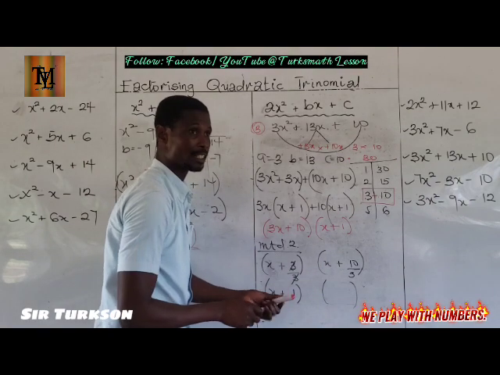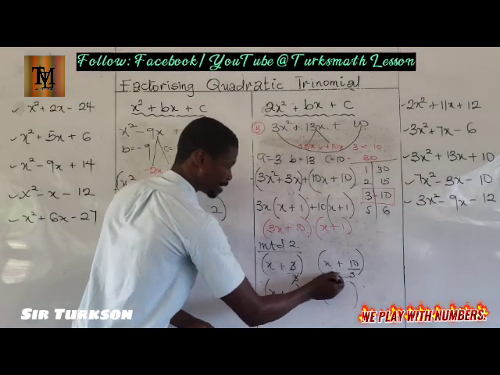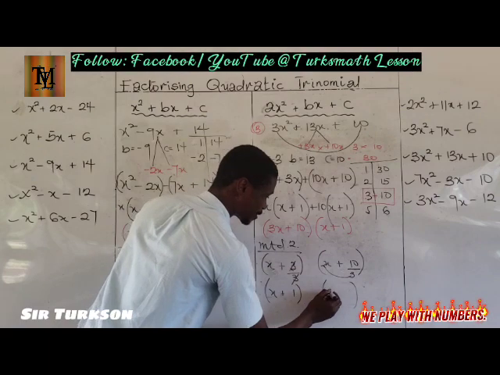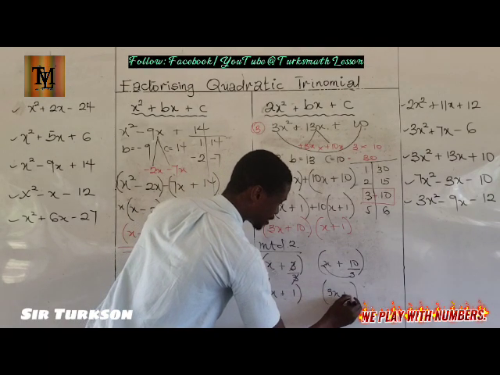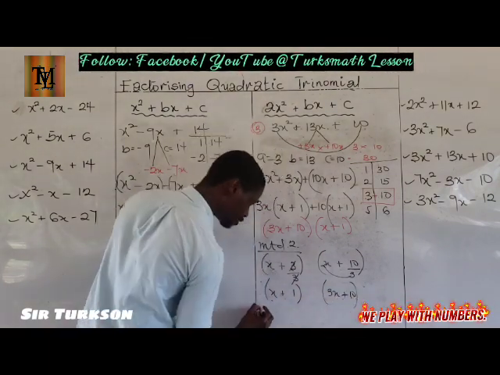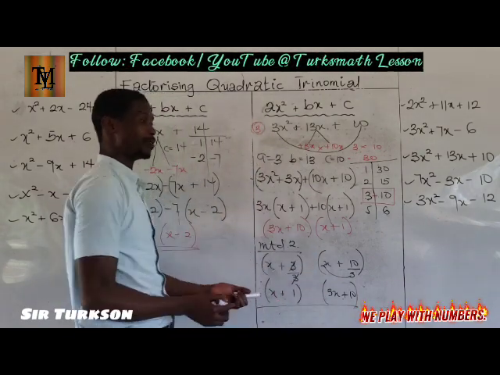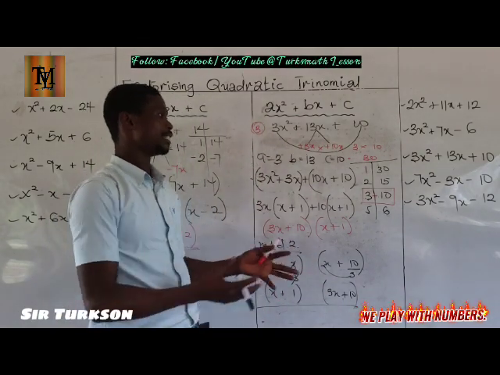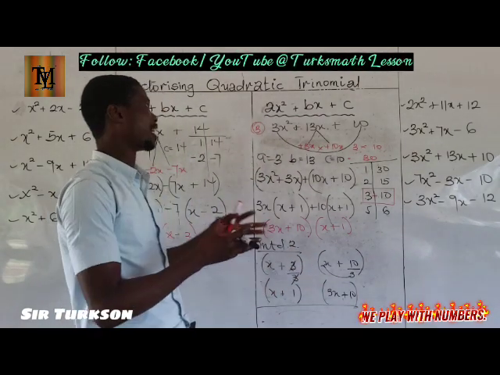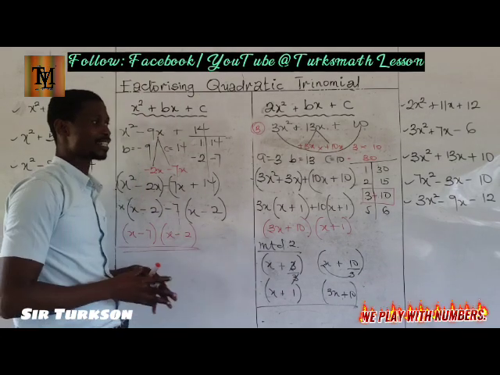This cannot, isn't it? Yes. So this one, just multiply this. You're going to have 3x plus 10. That's all. So that they look the same, right? Yes. So this is how we factorize a quadratic trinomial.